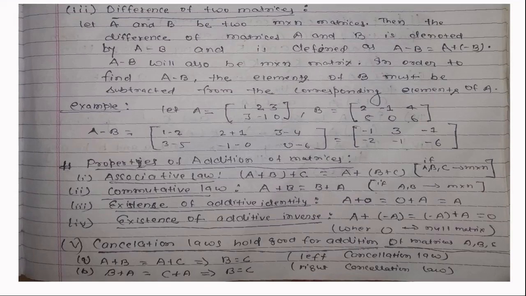Difference of matrices simply means we perform the operation of addition, where we add both matrices, but one matrix is made negative. Suppose the difference is denoted by A minus B. Just perform an addition: A plus the matrix minus B. First we simply make the negative of matrix B. In order to find A minus B, the elements of B must be subtracted from the corresponding elements of A.